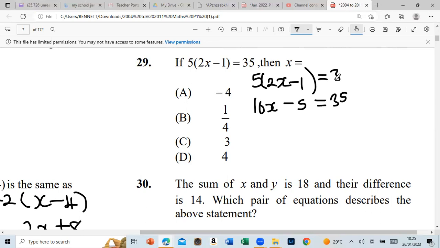Don't forget that. So let us transpose. This is 10x. We want it to look like 60. Alright, so we add 5 to both sides. So we can clearly see that the answer would be 4. So it's 35 plus 5, plus 10x is equal to 40. I'll divide both sides by 10.